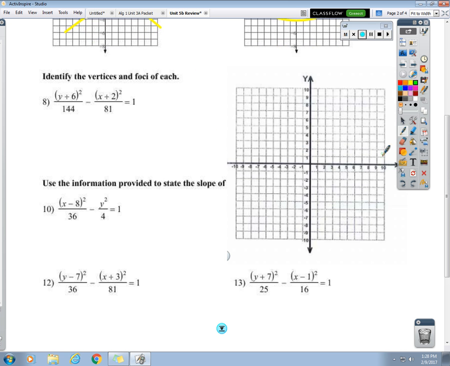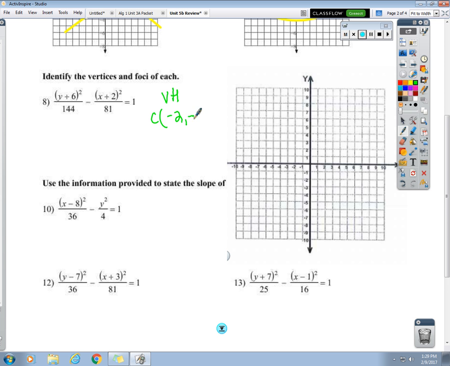Identify the vertices and the foci of each. Okay, well this one they didn't give you a graph, but for most of us, we're visual people, so graphing it helps. So let's kind of do this one the same way we did the last one. What type of conic is it? Hyperbola. Is it a vertical or horizontal hyperbola? Vertical, and how do we know that? Y came first.